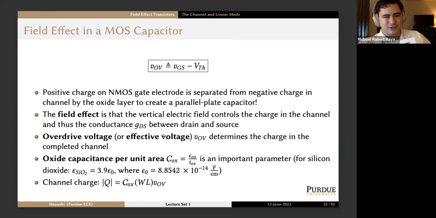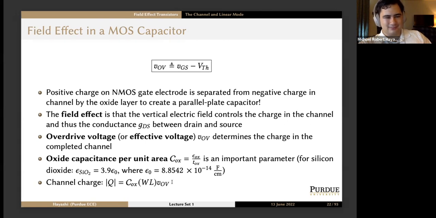The overdrive voltage, or effective voltage, determines the amount of charge in the completed channel. And then we're going to introduce this term, oxide capacitance per unit area, script C ox, which is defined as thus, an important parameter where it's got these certain values. I'm going to use the calligraphic C because it's a capacitance per unit area versus the normal math C, which is for normal capacitances. And then if you do your math and look at the definition of capacitance, you can see that this is the amount of charge in the channel.